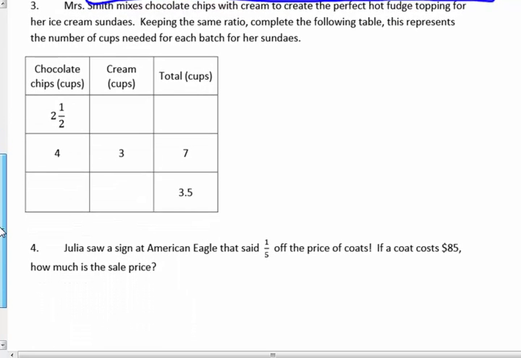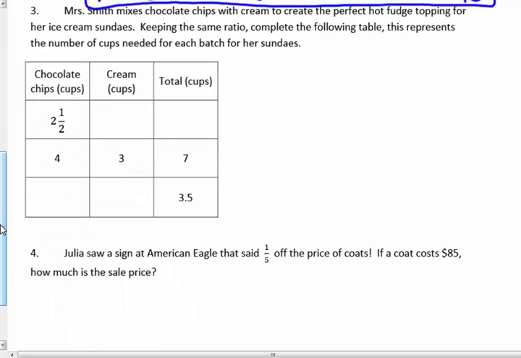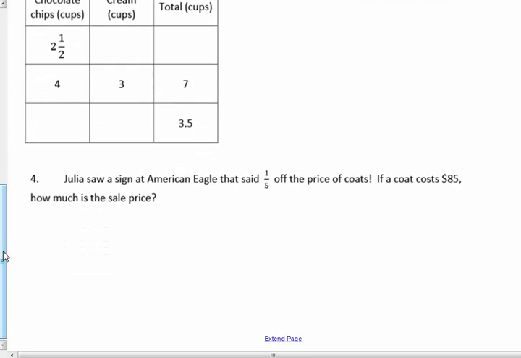I'm going to leave number 3 to do in class on Tuesday, so we'll skip that one for now. Julia saw a sign at American Eagle that said 1/5 off the price of Cokes. Ooh, 1/5 off. If the Coke costs $85, how much is the sale price?